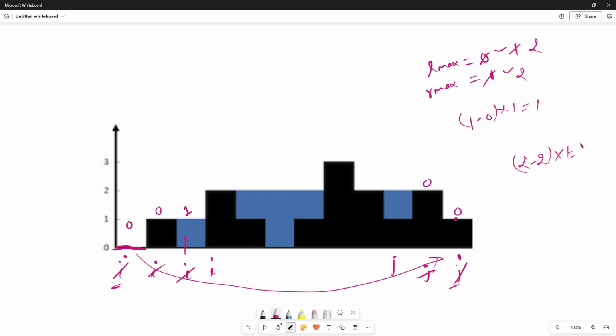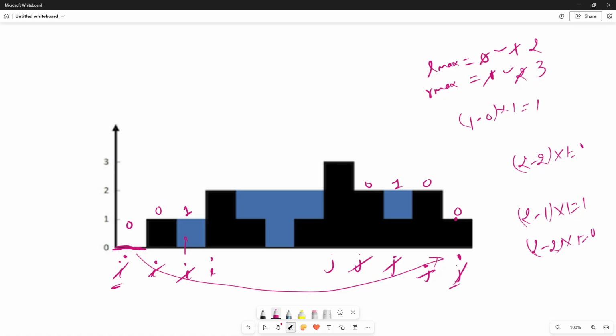So J is now at this position. So Rmax will stay same, that is 2. Now still Lmax and Rmax are same. So we'll collect water at J only. So at J, minimum height bar is 2 minus the height we are standing at multiply width is 1. So 1 unit of water is collected and we'll decrement J. At this position also Rmax will stay same. So amount of water is 2 minus 2 multiply 1, that is 0. So 0 unit of water is collected and we'll move toward the left. At this position Rmax will update to 3.